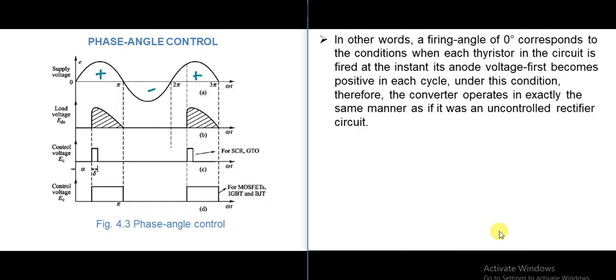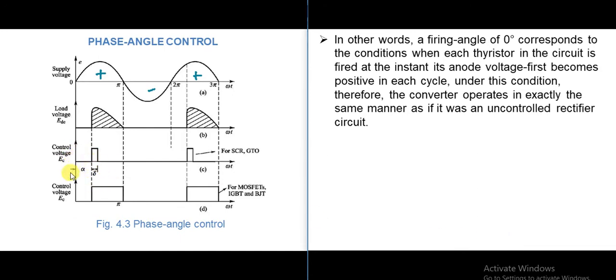In other words, we can say that if the firing angle is 0 degrees, then it corresponds to the condition when each thyristor in the circuit is fired at the instant its anode voltage first becomes positive in each cycle. Under this condition, therefore, the converter operates in exactly the same manner as an uncontrolled rectifier. What does it mean? It means that as soon as we apply input voltage, we will obtain the DC voltage in the positive half cycles only, without any alpha.